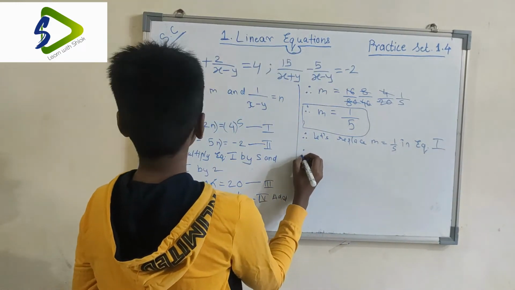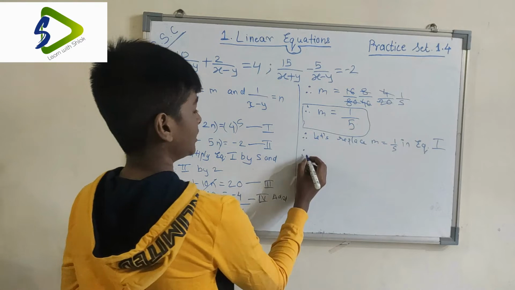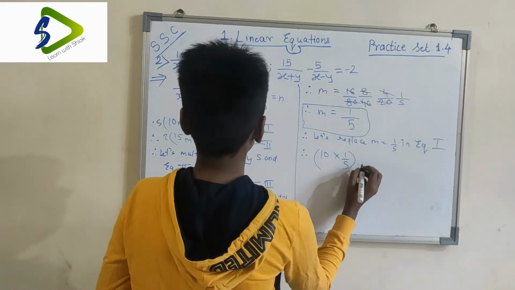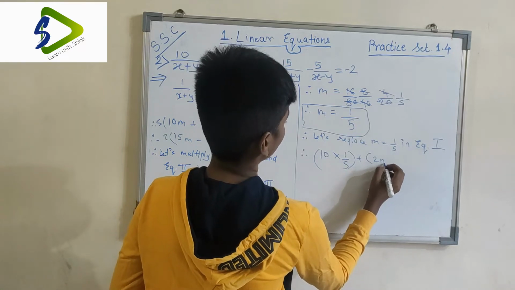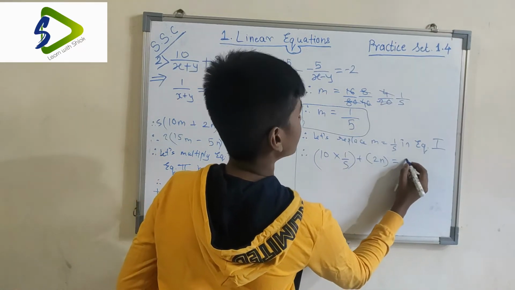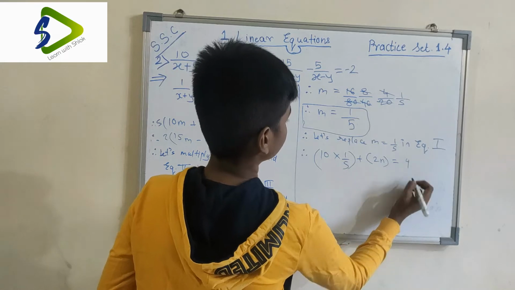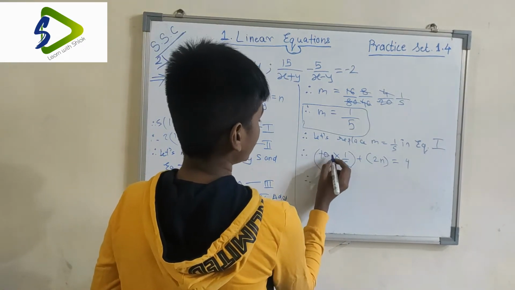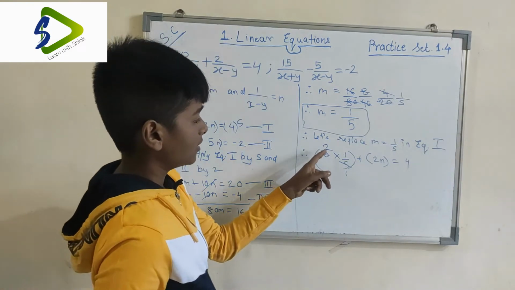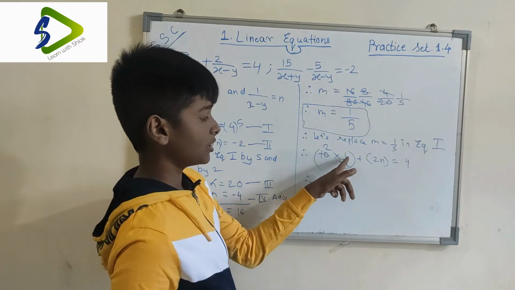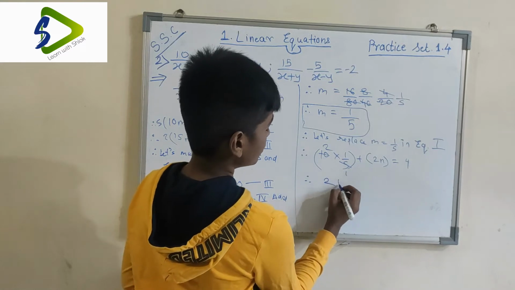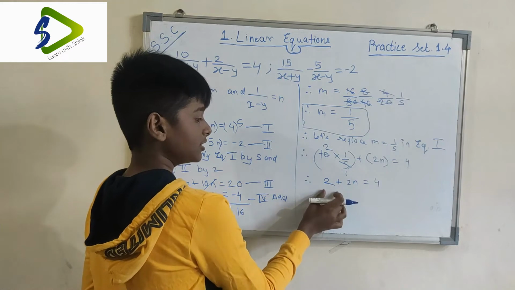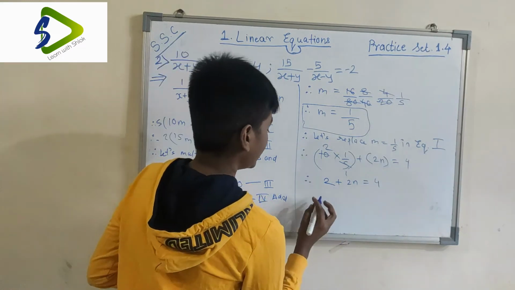So therefore the equation is 10m, but instead of writing 10m we will write 10 times 1 by 5 plus 2n is equal to 4. Okay, so therefore our equation is, let's divide, 5 1s are 5 and 5 2s are 10, so we get 5 1s here and here 2, and 2 times 1 is 2, so we get 2 plus 2n is equal to 4. And now let's take this 2 to the other side.